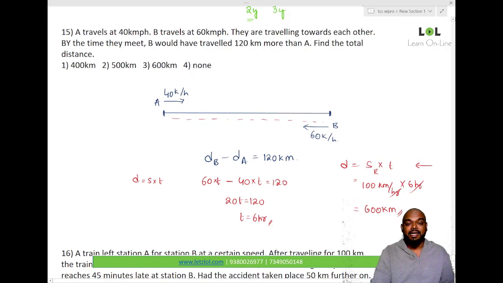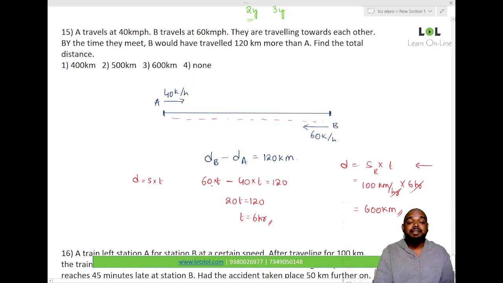Okay, we need to calculate time. Time taken by them to meet. So what can I do here? We know that in the question it clearly told B covers 120 kilometers more than A. So difference in the distances traveled by B and A is 120. Distance is speed into time. Let us assume both of them traveled for T hours. They took T hours to meet.